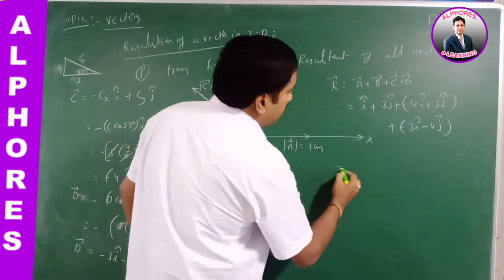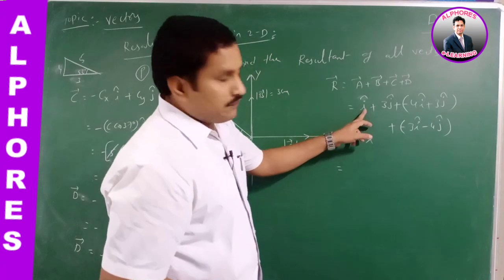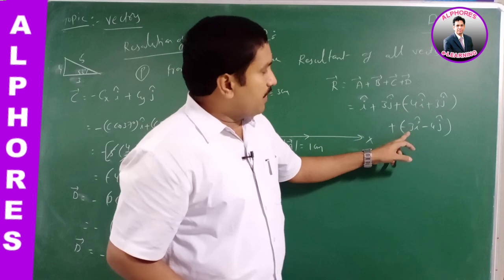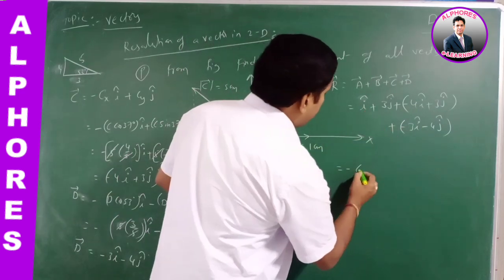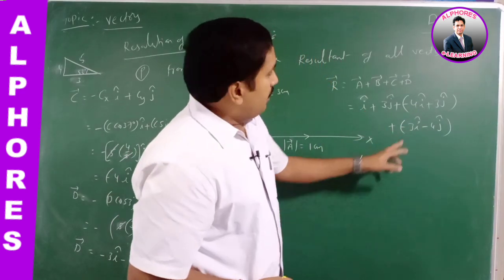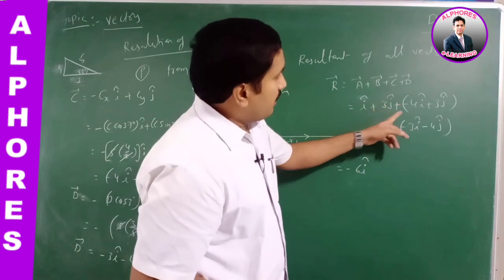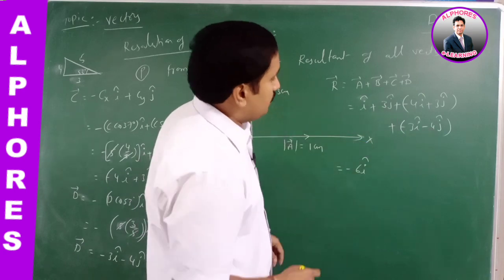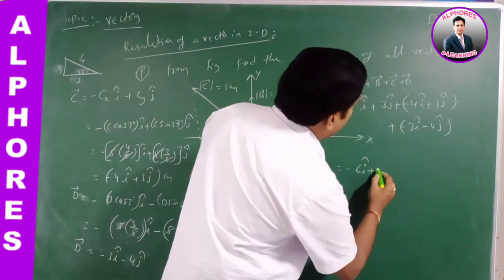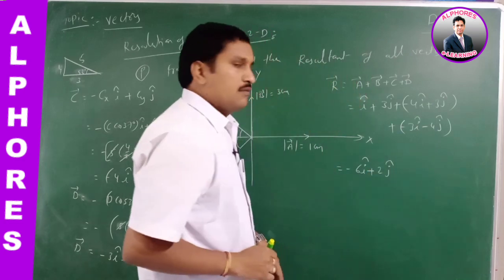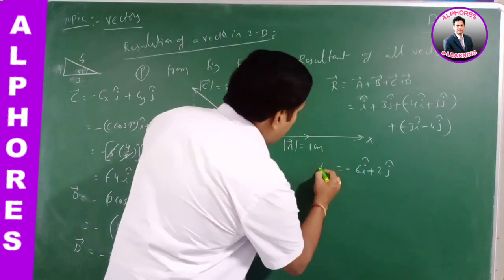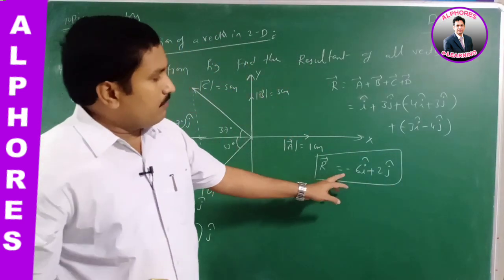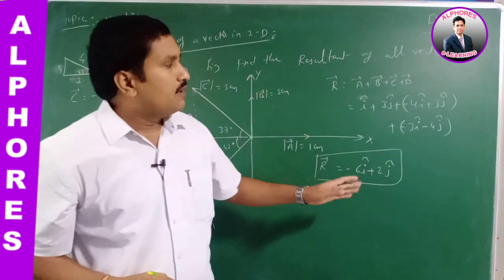So by adding this, how much will you get here? Plus i cap minus 4i cap minus 3i cap: minus 4 minus 3 is minus 7, plus 1 means minus 6i cap. This is the i coordinate. Next, what about the j coordinate here? This is plus 3, plus 6... 6 minus 4, how much? 2, which means plus 2j cap. Now the resultant of all vectors is nothing but minus 6i cap plus 2j cap. So this is the method.